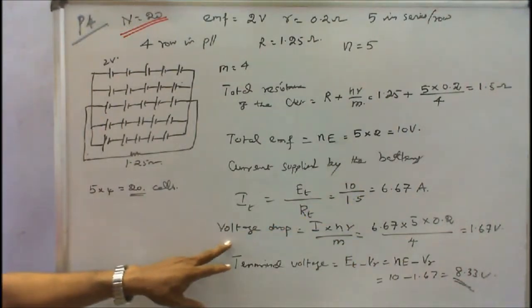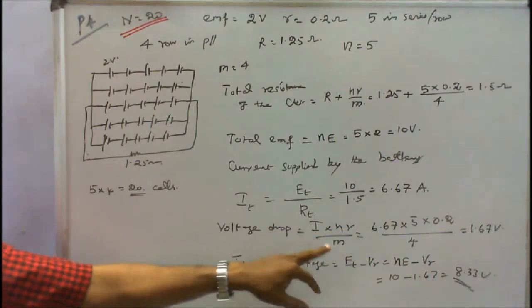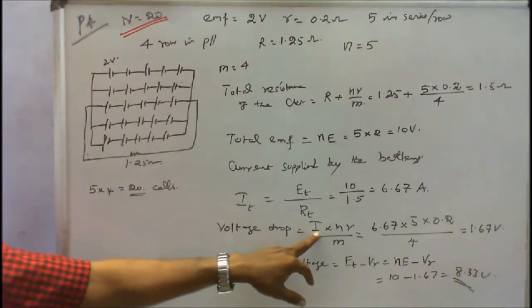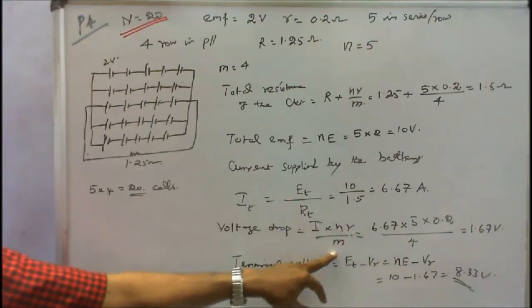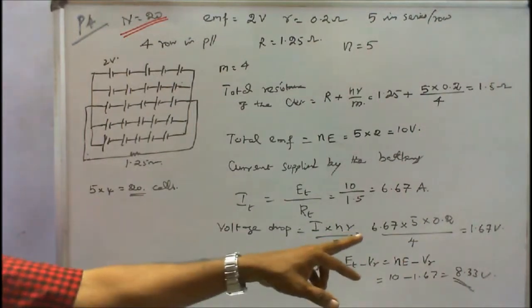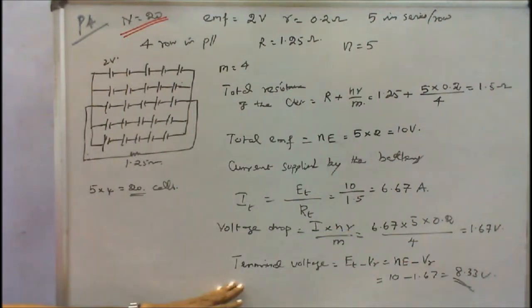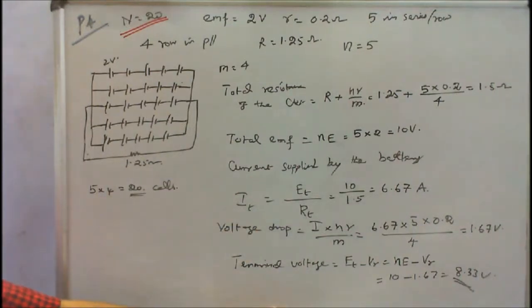Therefore voltage drop is equal to I into n into r divided by m. Here we know all the values: I is 6.67, n is equal to 5, r is equal to 0.2, m is equal to 4. The total voltage drop is equal to 1.67. Therefore, the terminal voltage is equal to total EMF 10 minus 1.67, we get 8.33 volts.